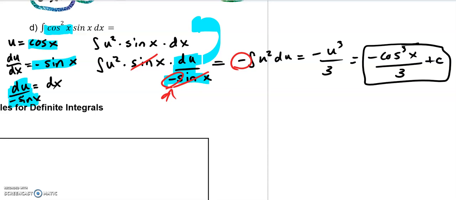And then you would have negative the integral of u squared du, which is u to the third over 3, and you have that negative out there. And then when you substitute it back in, it's negative cosine x quantity to the third over 3 plus c.